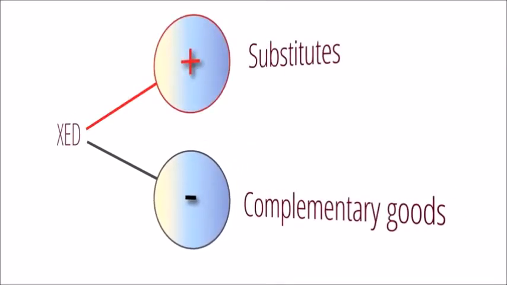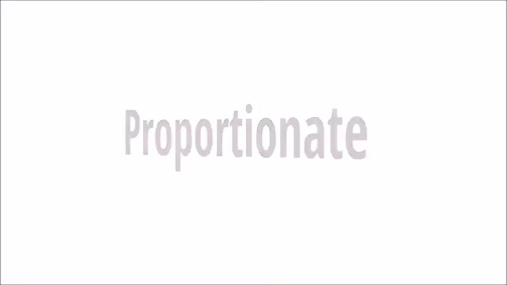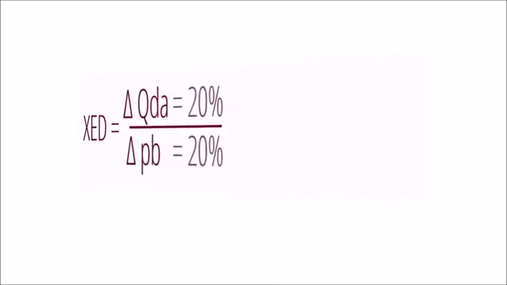However, there is another aspect to cross-elasticity: exactly how responsive, that is, how elastic, the demand for one good is to a change in the price of another one. Economists use the concept of proportionate to assess the degree of response. For example, if the demand for one product changes in the same proportion as the price of another one, then the result is proportionate and XED will equal 1. If it does, then cross-elasticity is said to be unitary.